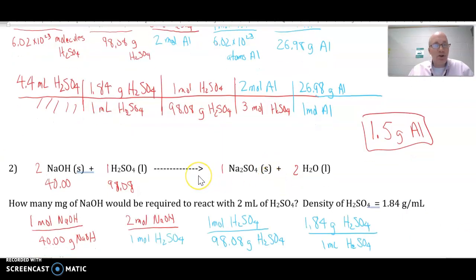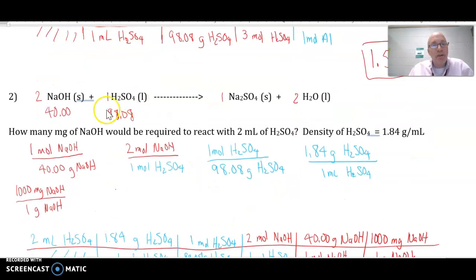In the next problem, I'm going to be a little bit quicker. First of all, I'm going to identify the chemicals in this balanced reaction right here that are involved in the question. I've got H2SO4 right here, and I've got sodium hydroxide, which is right here.